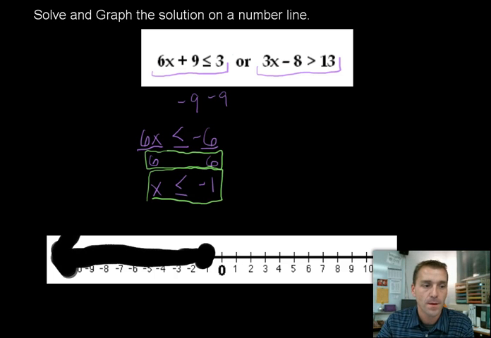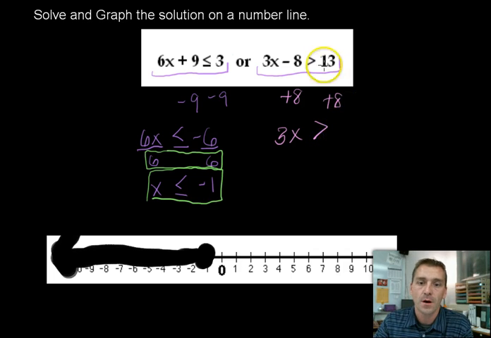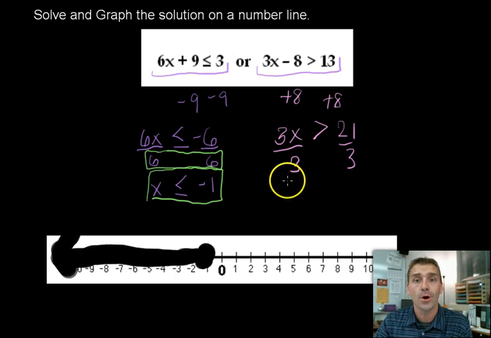So, now what? Well, let's do this one over here. Let me change colors. I'll use pink, whatever. So I'm going to add an 8 to both sides here. If I'm going to get rid of this and get x by itself, I'm left with 3x is greater than, let's see, 13 plus 8 is 21. So now I'm going to divide by 3. The inequality stays the same because I'm not multiplying or dividing by a negative. These cancel out. I'm left with x is greater than 7. So I have my other side of the inequality.